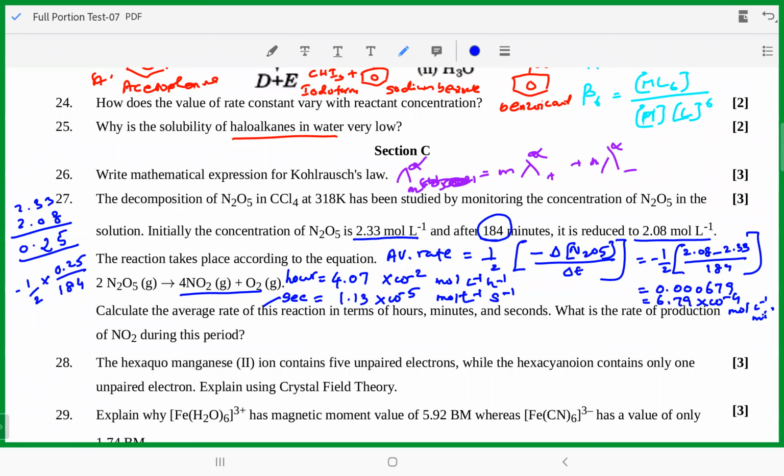Because 60 minutes is 1 hour. So whatever we calculated with 184 minutes, the given answer is for minute. Then you have to convert into hour and then seconds. For hour, 4.07. For the second, it becomes this one. Now, the rate of production of NO2 is equal to 1/4 of delta NO2 divided by delta T. Correct?